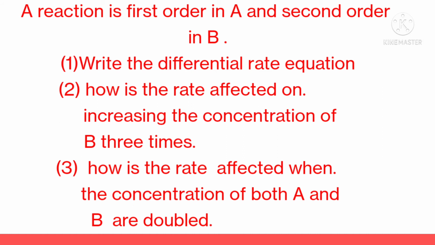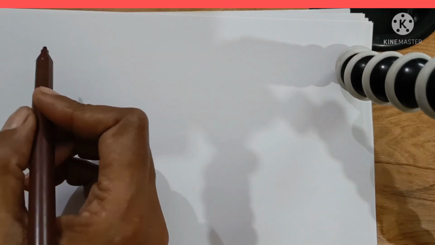A reaction is first order in A and second order in B. Write the differential rate equation. How is the rate affected on increasing the concentration of B 3 times, and how is the rate affected when the concentration of both A and B are doubled?